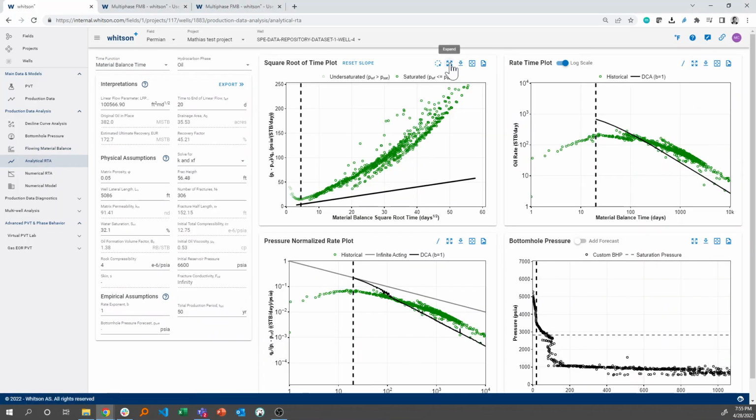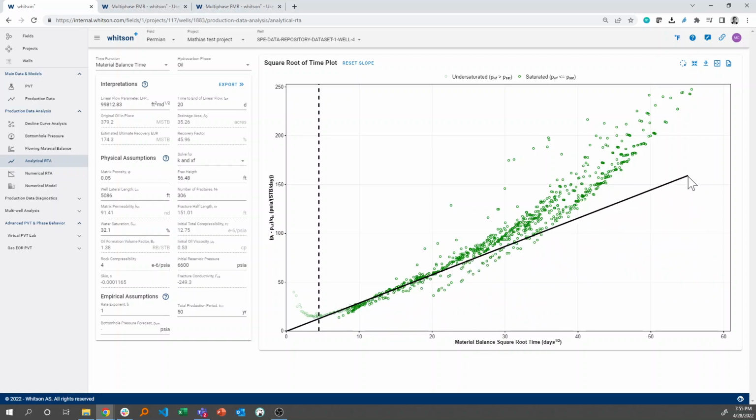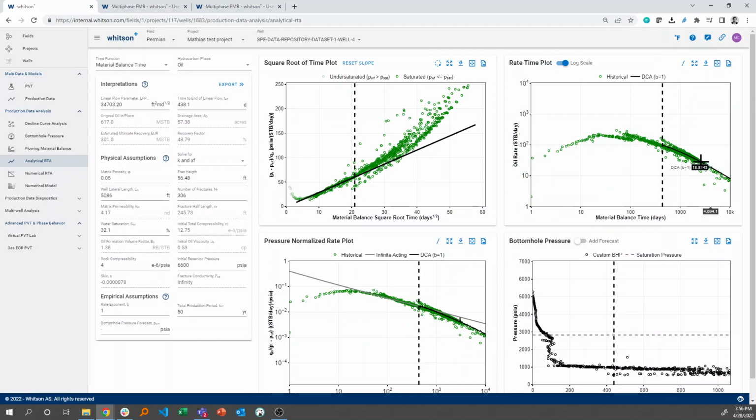Analytical RTA, the square root of time plot right here, is many times used to give us an estimate of our A root K, which is proportional to productivity. And a lot of people would do this exercise differently, but the exercise in short is just to draw a straight line through this data, and then you can also put this time to end linear flow line right here through the portion of the data where you think you see any deviation from this straight line. And after that, it's actually just added on an empirical forecast here with the B factor of 1, but if you change that, that will change up and down as you see fit.